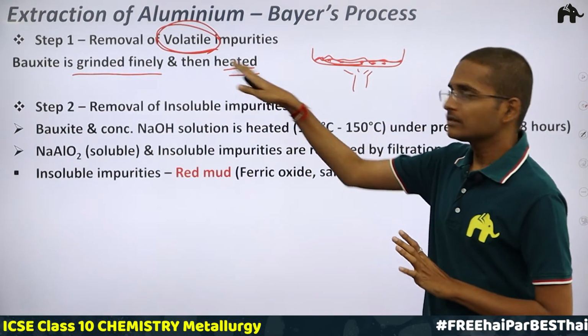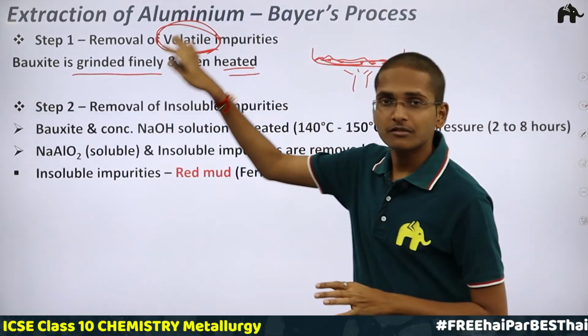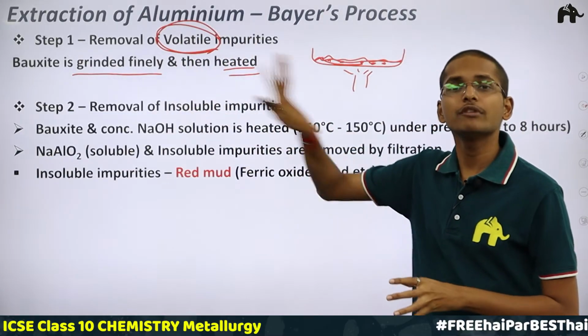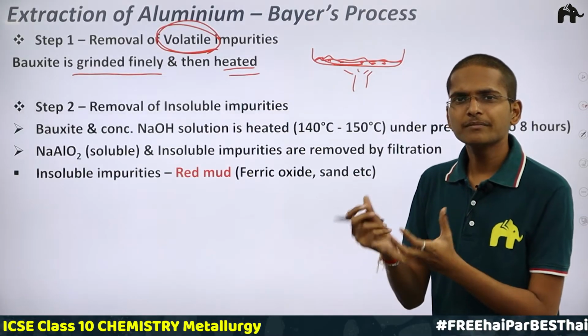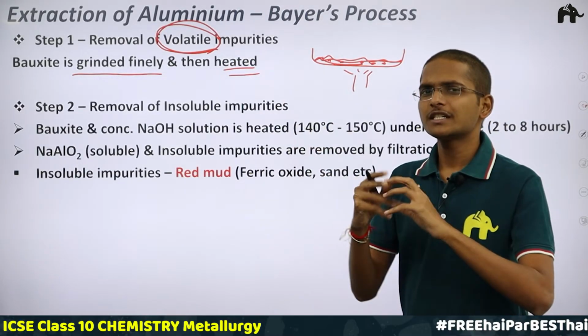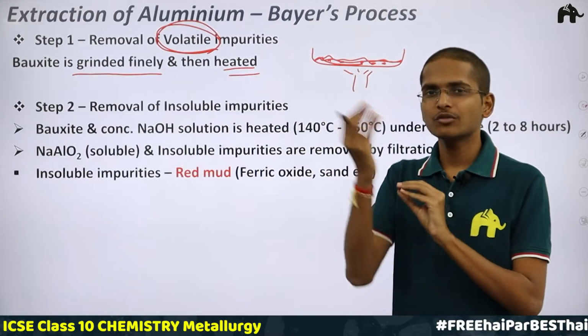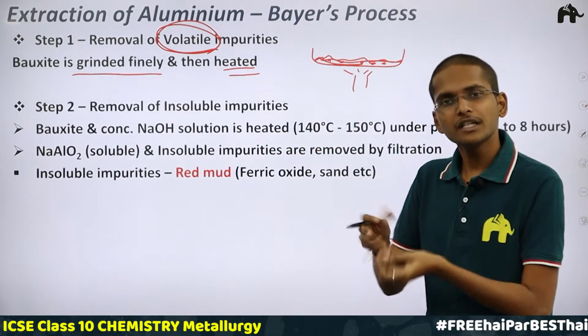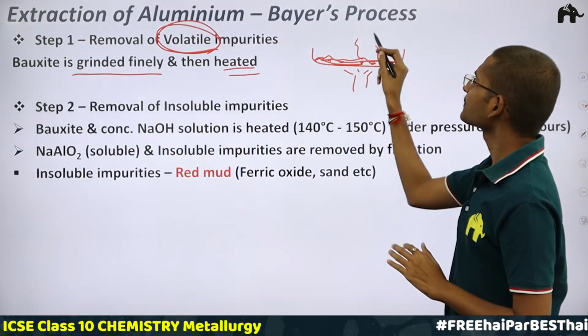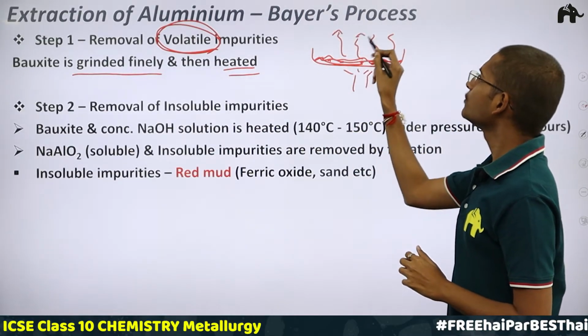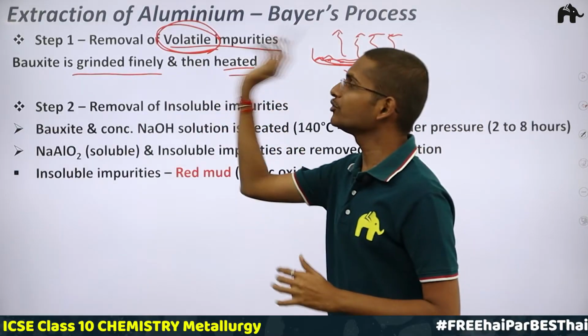Okay, so such impurities which are present in our bauxite, how are we removing them? We are simply heating the bauxite. By heating, what would happen? Those impurities which can easily get converted into their vapor state by some heating would simply convert into vapor, so they would leave our bauxite. Now our bauxite would be free from these volatile impurities, right?